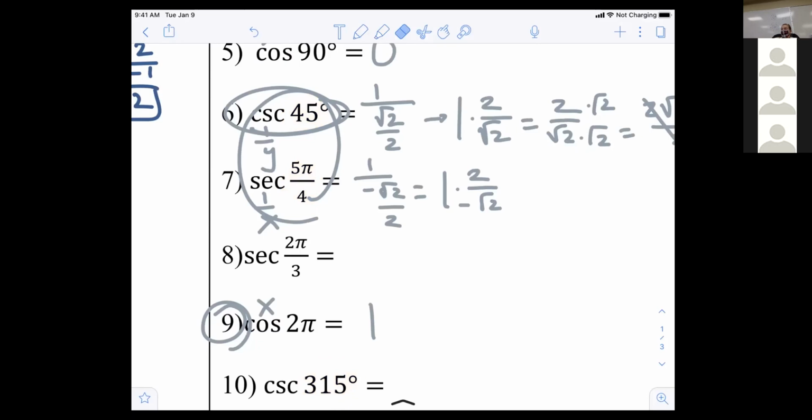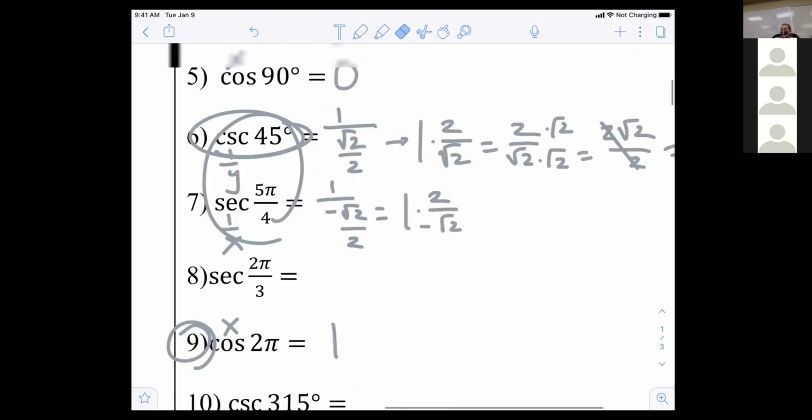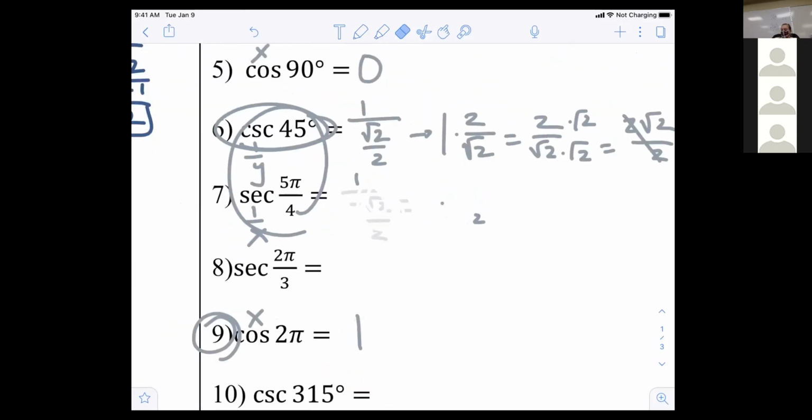And if not, you can always set it up this way. I had kids in the other class who said, okay, well, I knew that secant was the reciprocal of cosine. So if cosine is root 2 over 2 or negative root 2 over 2, then I just went immediately to this step. That's also okay. There's a lot of different ways to get the right answer, but at the end of the day, I want this to finally be negative root 2.